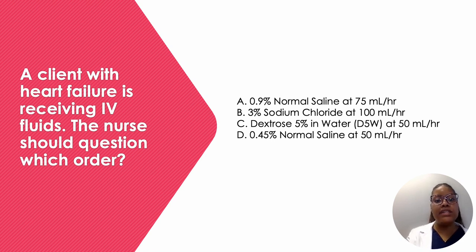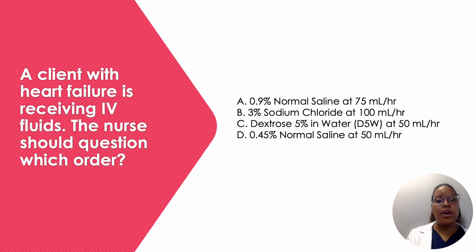So let's go through each answer option. Normal saline is an isotonic solution that expands your extracellular volume. While it can be used cautiously in heart failure patients, the rate and the volume must be carefully monitored. So it's saying, okay, we should be careful with normal saline, but the rate of it isn't that fast.